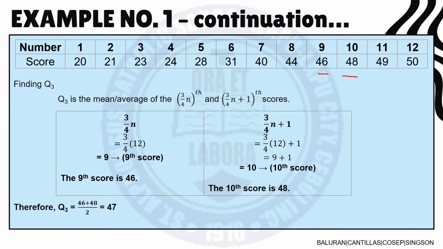46 plus 48 divided by 2. Therefore, the value of the third quartile is 47. This means that 75% of the students scored lower than or equal to 47.